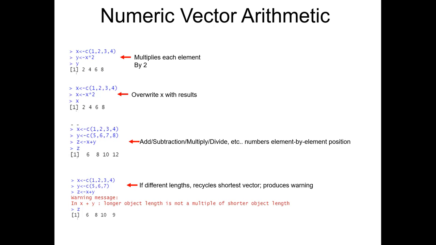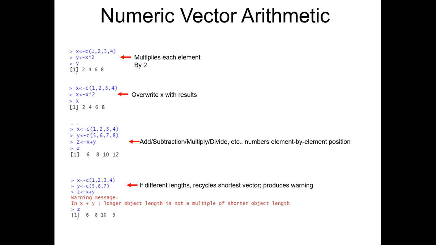So if you do things like this, the number of elements within the vectors has to be the same. Otherwise, as shown in the fourth example down below, if you have different lengths, then the vector with the shortest length, in this case vector Y at the bottom, which only has 3 elements while vector X has 4, is going to be recycled.